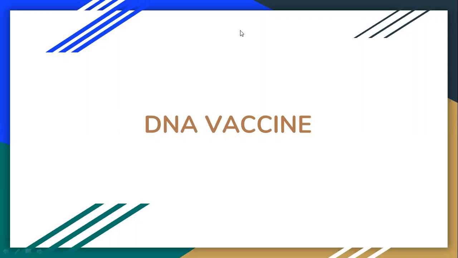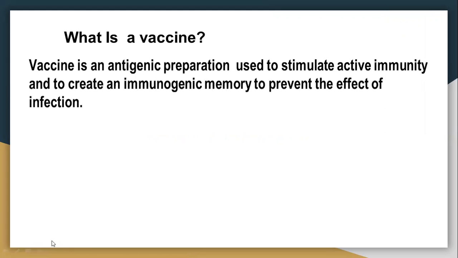So let's see what the DNA vaccine is. We all know what a vaccine actually is. A vaccine is an antigenic preparation used to stimulate an active immune response, to create an immunologic memory or immunogenic memory to prevent the effect of infection. That's just the vaccine. So now we'll see what this DNA vaccine is.